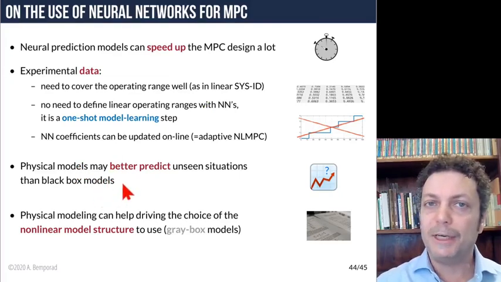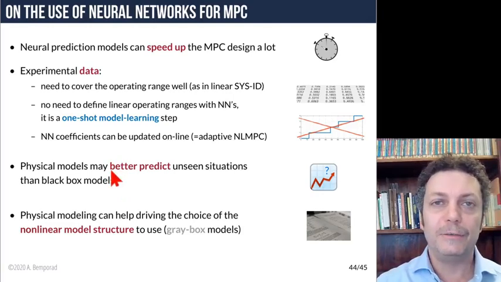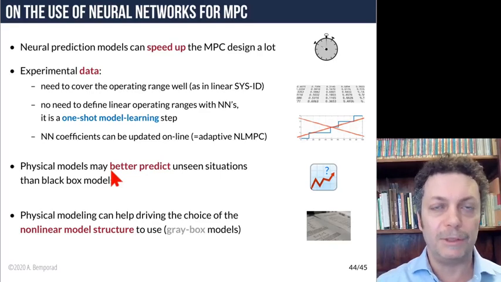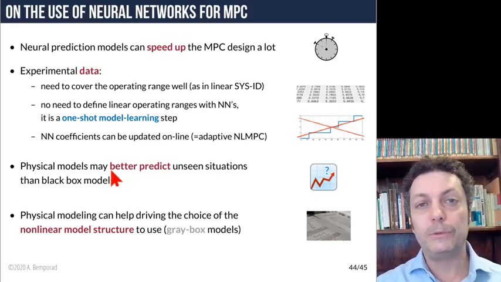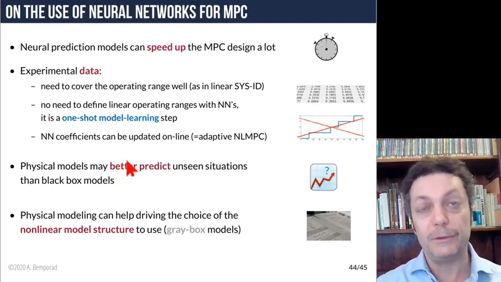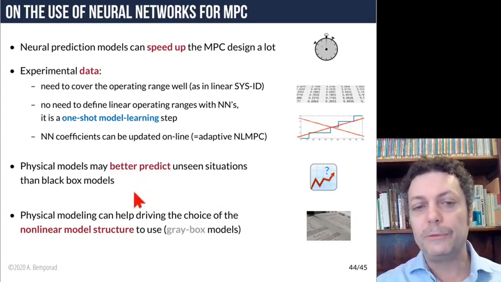In some situations, however, getting a physics-based model that is good for MPC is not simple, either because the underlying physics is too complex and you don't know how to model it, or because even if you know how to model it, the resulting model can be too complicated to be used in MPC and also to calibrate. Still, physics can be useful, for example, to decide the model structure.